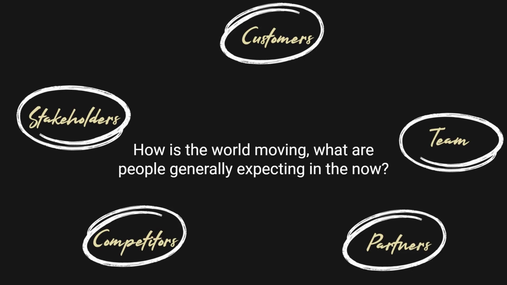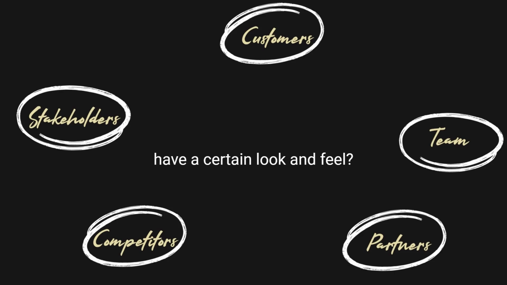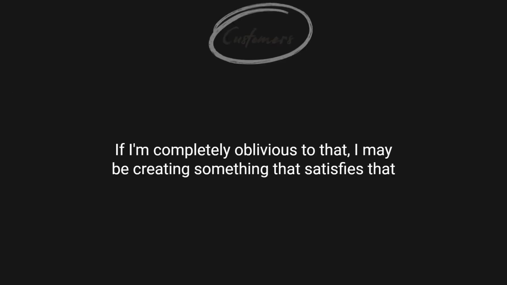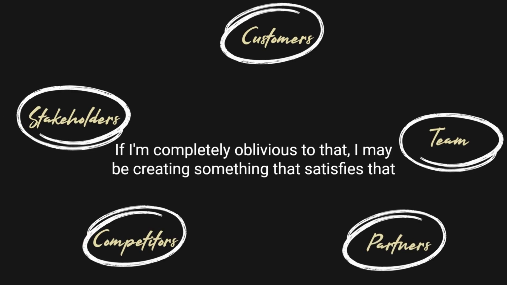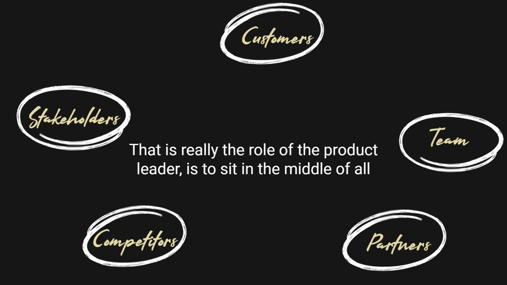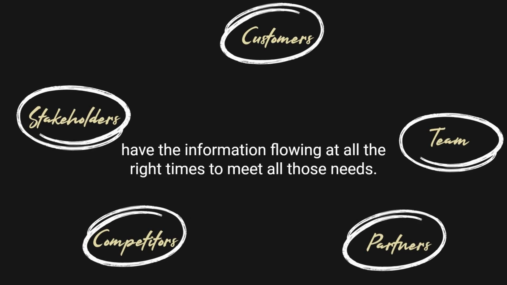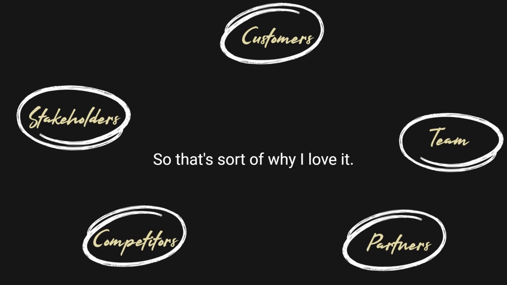How is the world moving? What are people generally expecting in the now? How are systems evolving to be more user-friendly or to have a certain look and feel? If I'm completely oblivious to that, I may be creating something that satisfies that specific need that my customer has, but that is going to be obsolete faster. That is really the role of the product leader, is to sit in the middle of all these things and keep them all interconnected where they need to be, have the information flowing at all the right times to meet all those needs. So that's sort of why I love it.